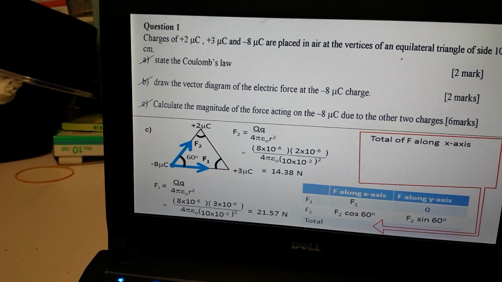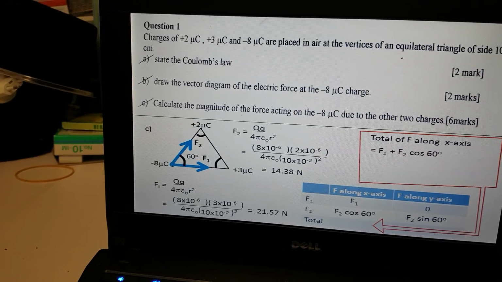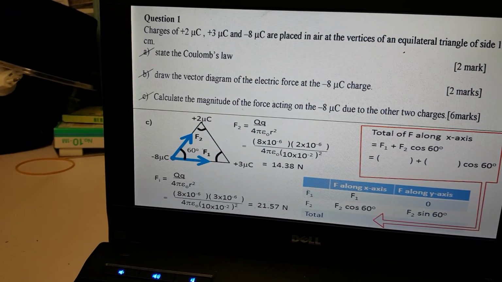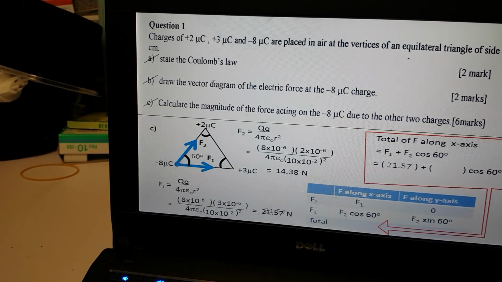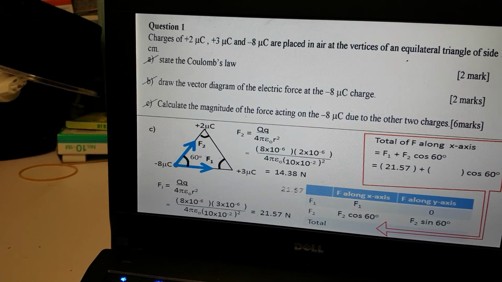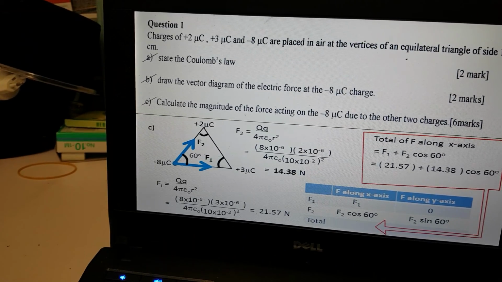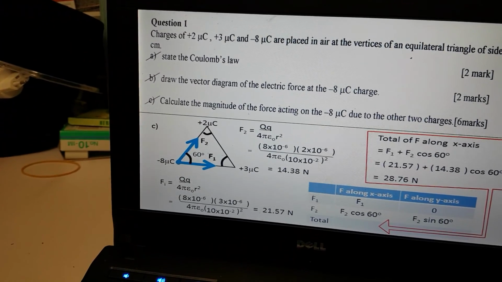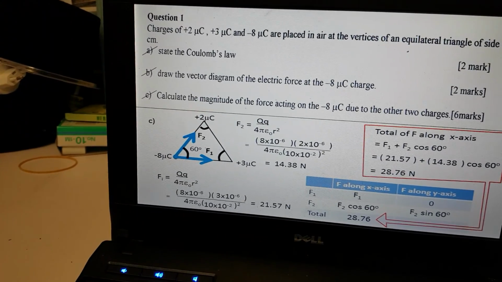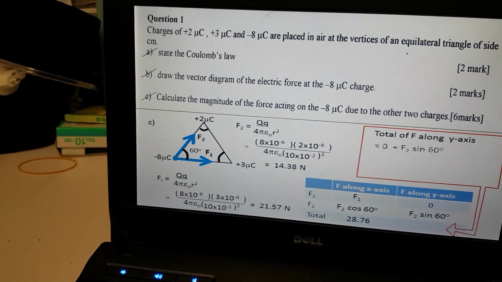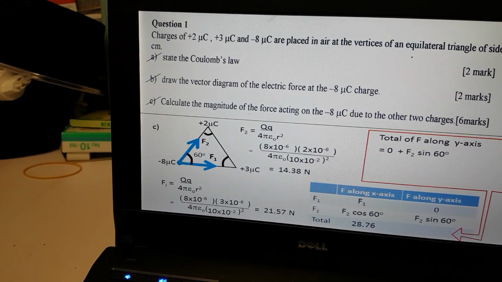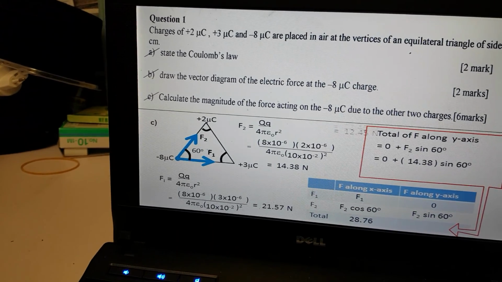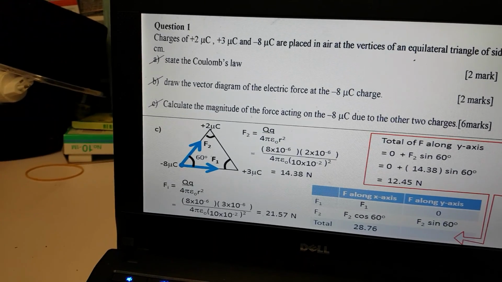Then we total the F along the x-axis. So F1 plus F2 cos 60 degrees. We substitute F1 and F2 into the equation, and we get the answer 28.76 Newton. For F along the y-axis, the total is 0 plus F2 sin 60 degrees. Substitute F2 into the equation, then we get 12.45 Newton.